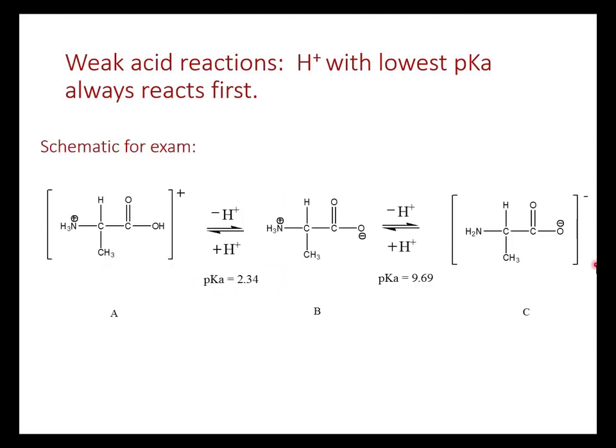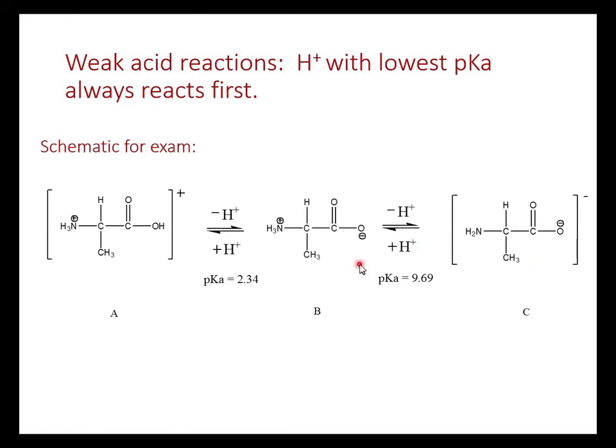So just a review of that schematic for the exam. The fully protonated form, we lose the lowest pKa H+ first, that's the carboxylic acid one, and then in the next reaction we lose the pKa of 9.69 ammonium ion and turn that into an amine. We're going to label these A, B, and C just to be able to refer to them more easily. I don't have to keep saying the fully protonated form. So the fully protonated form is A, the middle form here is B, and the fully deprotonated form is C.